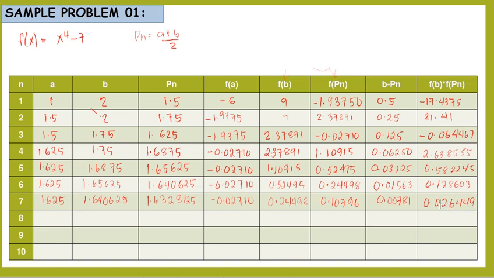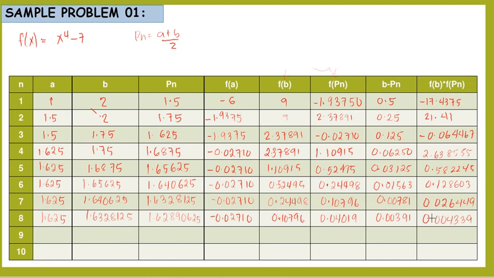Okay, positive pa rin. So, yung next interval natin, ang B natin is yung Pn. And yung A natin is the same. Okay? So, yung interval natin, so kindly check na lang if my calculation is correct. So, yung functions natin, yung FPN natin, that is 0.04019619. Yung B minus PN natin, 003. Okay, malapit na tayong mag-0. 0.004339. Okay. So, paulit-ulit lang natin gagawin.